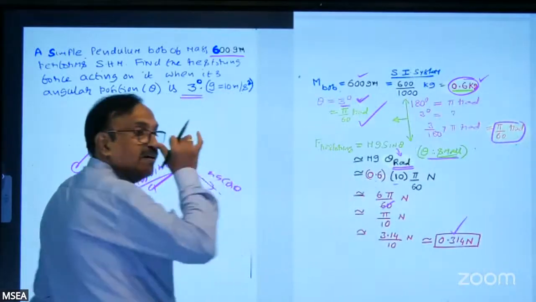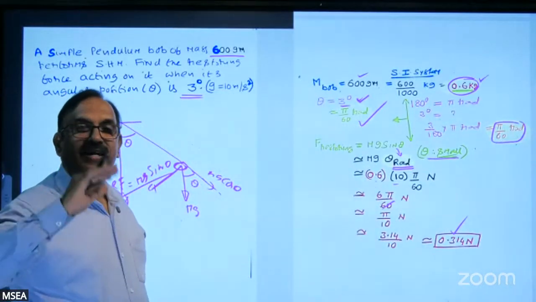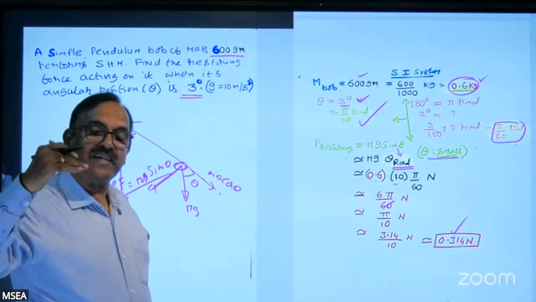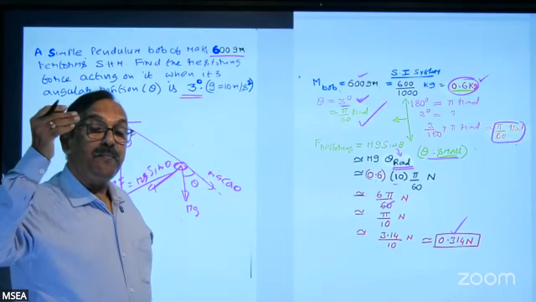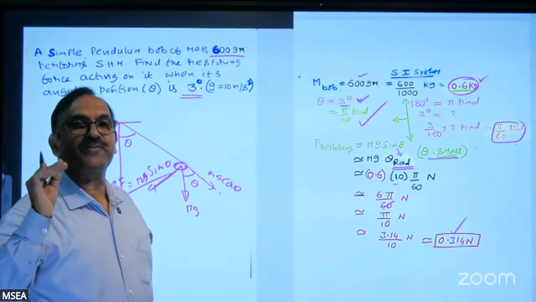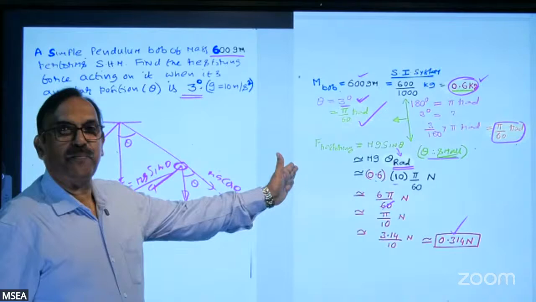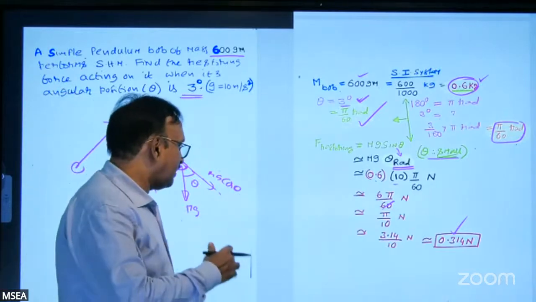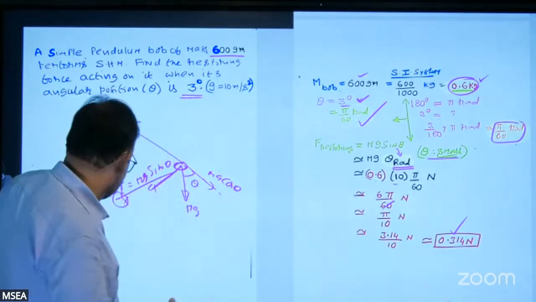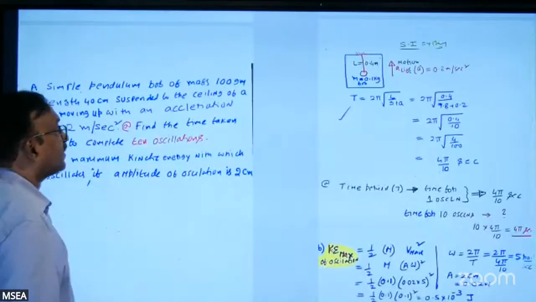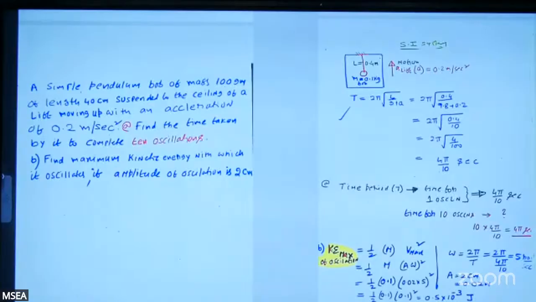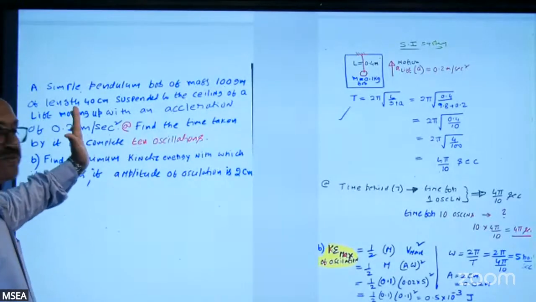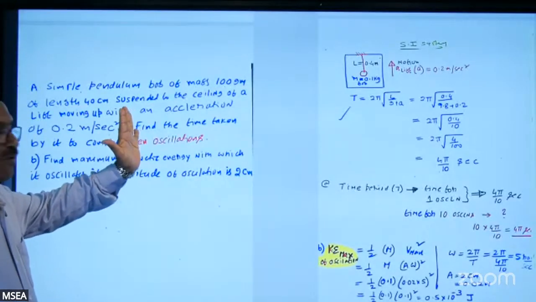So the main thing is, when theta is a small angle, sin theta can be approximated to be theta, and theta has to be expressed in radians. This is a point to be highlighted when you are revising. Pay attention. This is a very, very standard question in simple pendulum concepts.